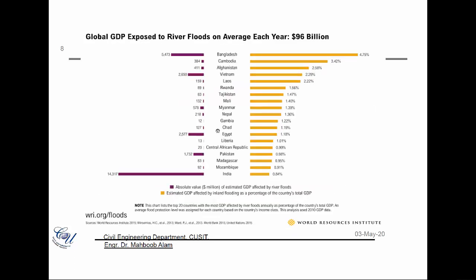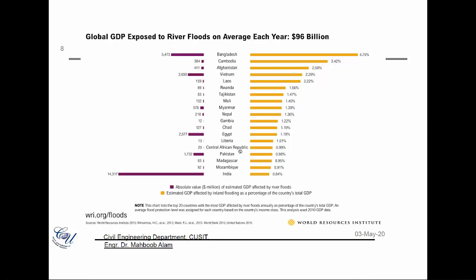The effect of floods in terms of economy is also very significant. You see here again, these are the numbers from the same source, which gives us an idea of the percentage of economy, or let's say the absolute values of GDP that is affected by the river floods. On the right hand side, these yellow bars show you the estimated GDP that is affected by the flooding, and on the left hand side are the absolute values in millions of dollars.